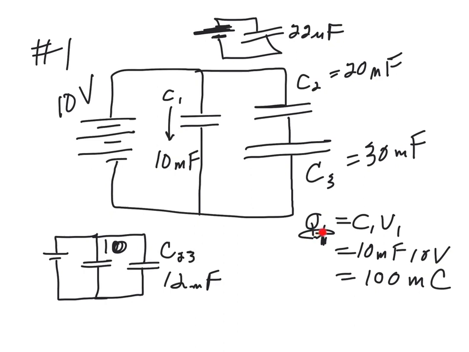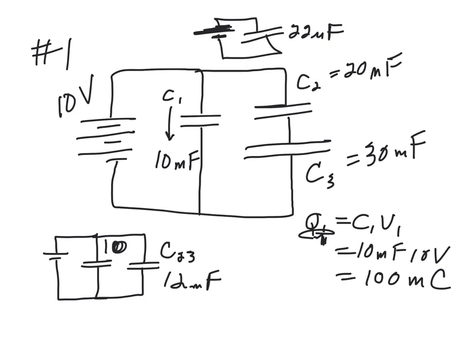Q1 is what we're finding. That's going to be C1, that's easy, that's 10 millifarads. And the voltage, in this case, is easy because this is connected directly to the battery, so it's 10 volts, so we get 100 millicoulombs. And now, since we know 220 was delivered, if 100 millicoulombs went here, then there has to be 120 here. And since we know, if you watched the video, that this plate and this plate in series have to have the same charge, these are both going to have 120. It's not going to divide. It's going to be the same because they're in series, 120 millicoulombs.